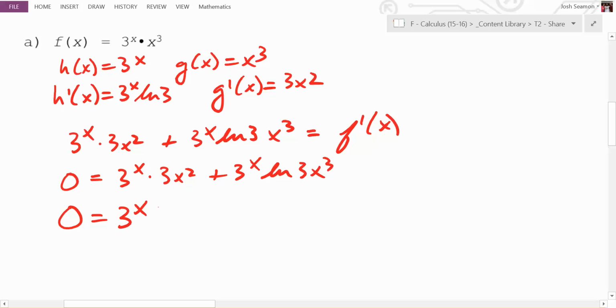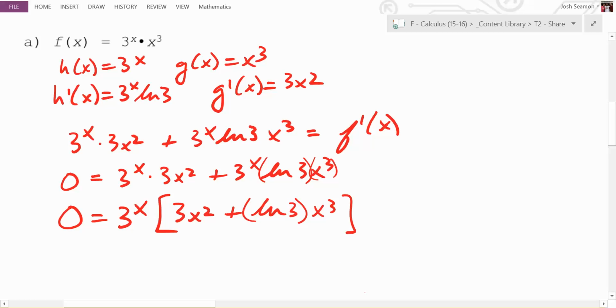So 3 to the x times what is left inside? 3x squared plus ln 3 times x cubed. Let me just get this right. Did I write this? Okay. Are you with me so far? Are you okay so far?